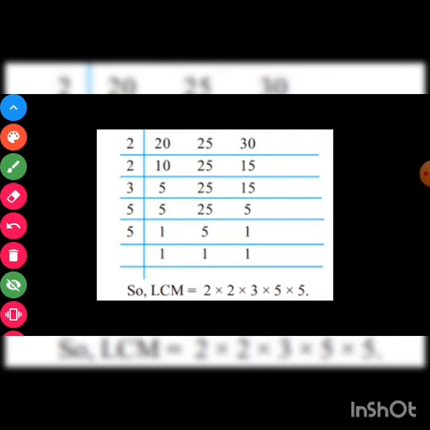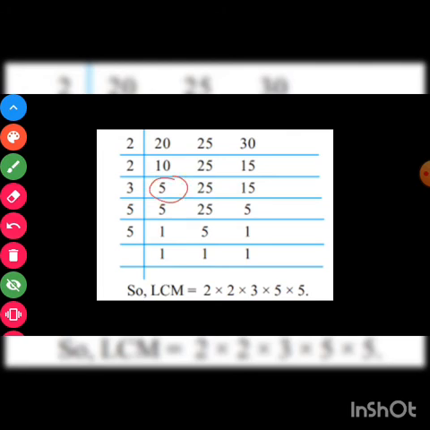So if you take 20, 25 and 30, 20 and 30 are both even numbers. So we'll divide them by 2. We will get 10 and 15 respectively as the quotients. Since 25 is not an even number, it will be written as it is. Now again 10 is an even number. 25 and this 15 will be left like this only, and first of all we'll divide 10 by 2. So you will get the quotient 5 here. So now 5, 25 and 15.